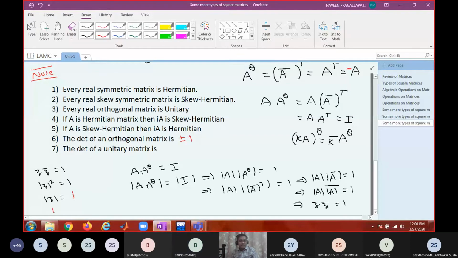Okay, Z is nothing but what? See here, Z is nothing but det A. So mod det A equal to 1, therefore it is of unit magnitude. So I should say the determinant of a unitary matrix is of unit magnitude. So these are some of the properties on unitary, symmetric, skew symmetric matrices.